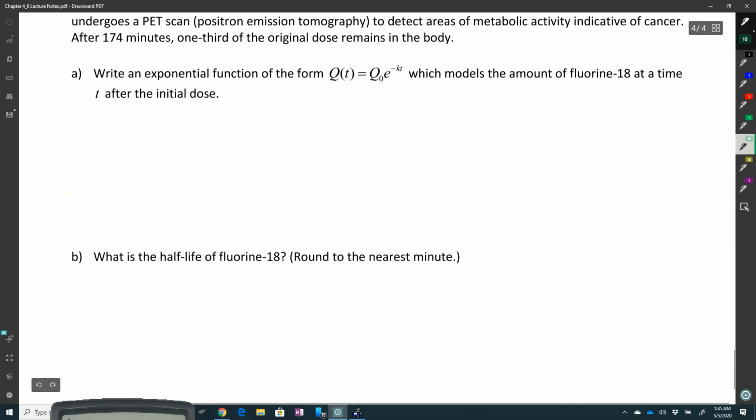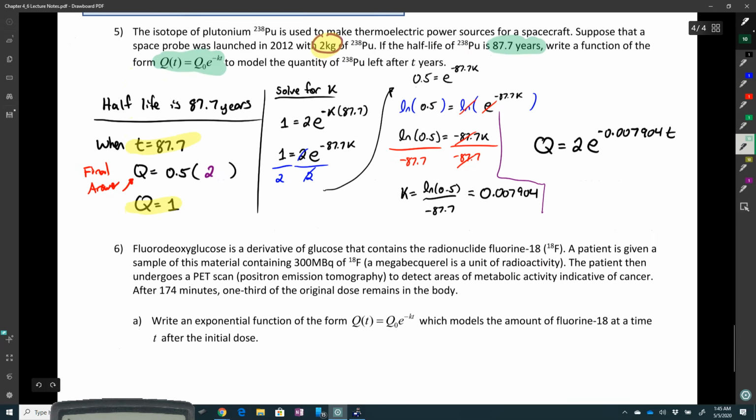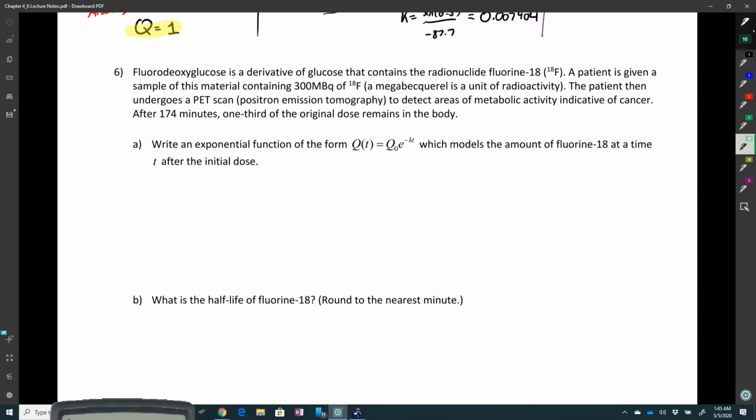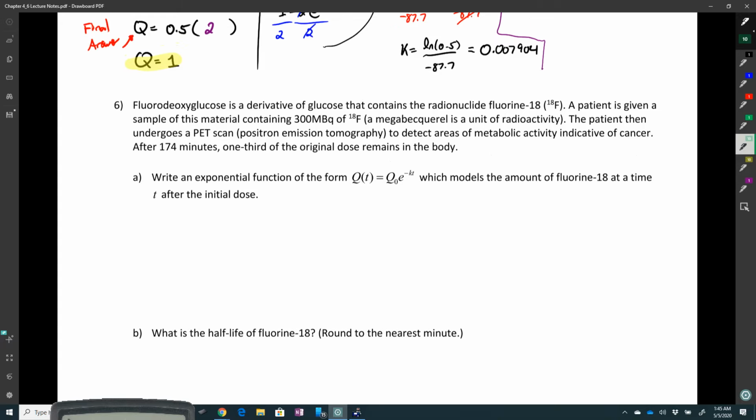Last problem. Guys, it's the last problem. Fluorodeoxyglucose is a derivative of glucose that contains the radionuclide fluorine-18. A patient is given a sample of the material containing 300 MBq. The patient then undergoes a PET scan to detect the areas of metabolic activity indicative of cancer. After 174 minutes, 1/3 of the original dose remains in the body.